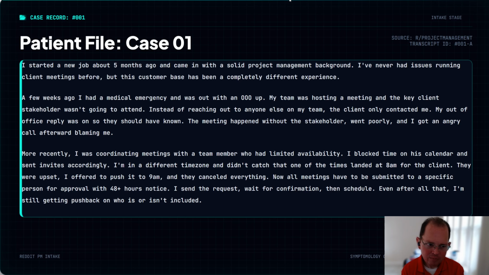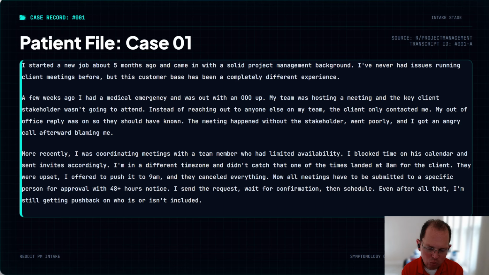I will read it. I started a new job about 5 months ago and came in with a solid project management background. I've never had issues running client meetings before, but this customer base has been a completely different experience. A few weeks ago, I had a medical emergency and was out with an OOO up. My team was hosting the meeting and the key client stakeholder wasn't going to attend. Instead of reaching out to anyone else on my team, the client only contacted me. My out of office reply was on, so they should have known. The meeting happened without the stakeholder, went poorly, and I got an angry call afterward blaming me.